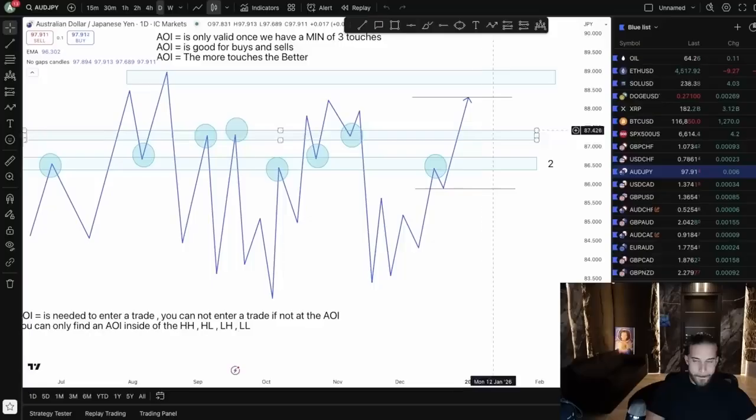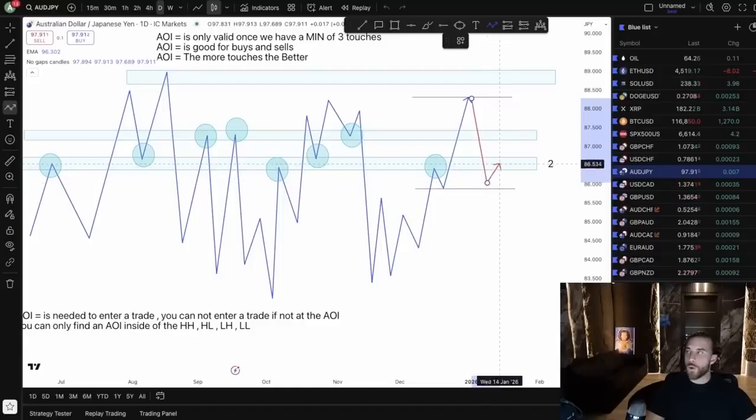You only buy at this support. Now, let's say the market just keeps going into this area, keeps having a push down, and from here, it just does something like this. It breaks below the area of interest. Do you still buy it? No, because we did not respect the area of interest, because this market can now use this as resistance.